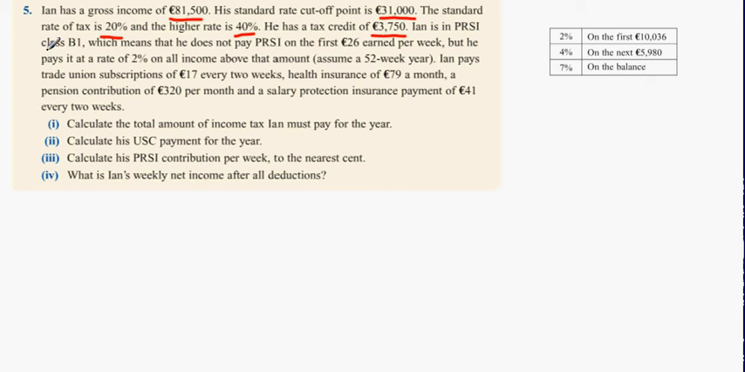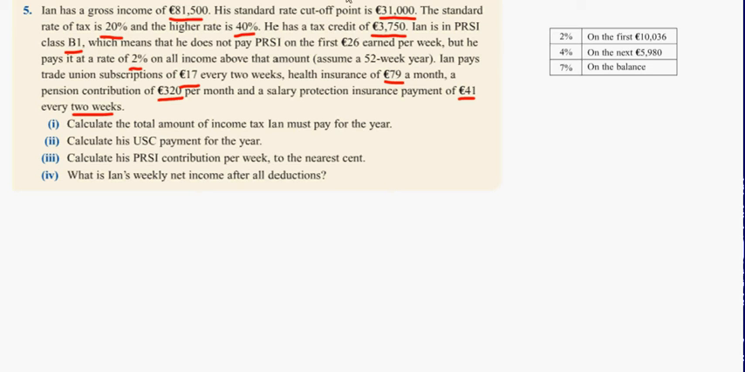Ian is in PRSI class B1, which means that he does not pay PRSI for the first €26 earned per week, but he pays at a rate of 2% on all income above that amount. Assume a 52 week year. Ian pays trade union subscriptions of €17 every 2 weeks, health insurance of €79 a month, a pension contribution of €320 a month, and salary protection insurance of €41 every 2 weeks. Calculate the total amount of income tax Ian must pay for the year.